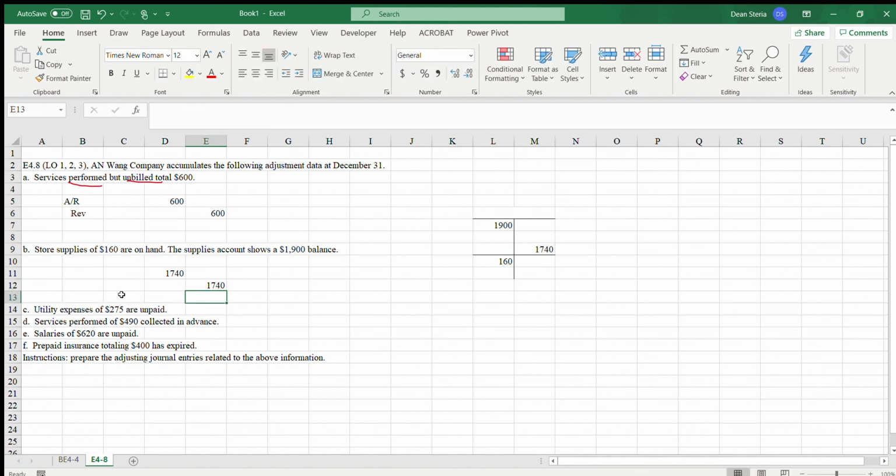So we know my supplies account is going to be credited because this is my supplies account and I credited it. So supplies, and when we use them up, we debit supplies expense.